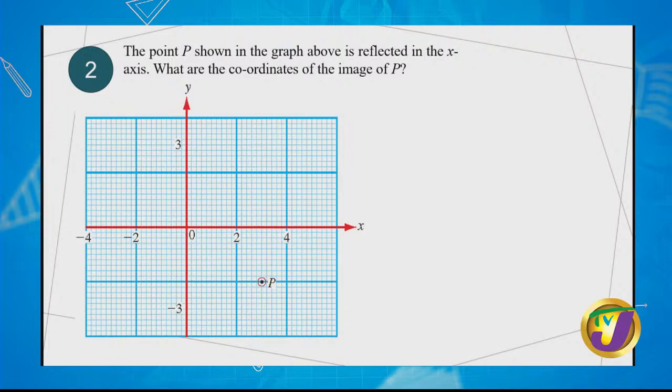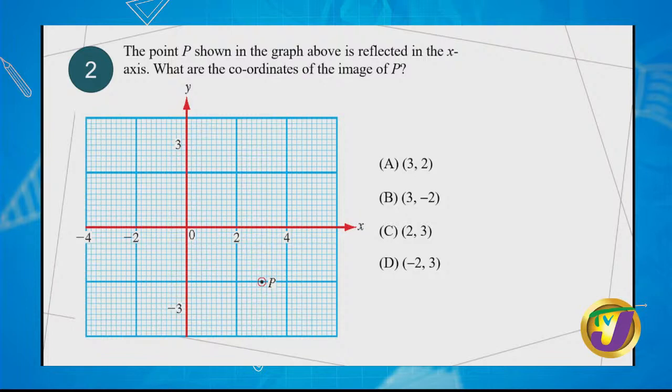So let us see. All right. So there are our options. Is it 3, 2? So P here is what? The object, the image, or the pre-image? Oh, this is asking for the coordinates of the image P? So P is the image. Oh, my bad. So P is my image, and I'm looking for the coordinates of my object. All right. So again, all we're going to do now is to count the number of units. It must be equidistant.